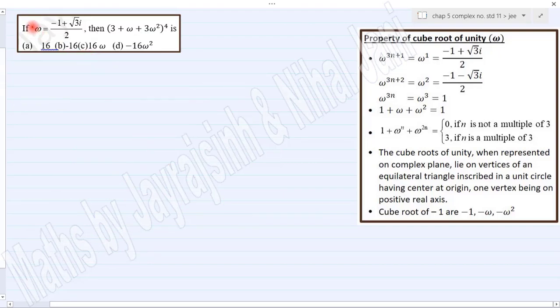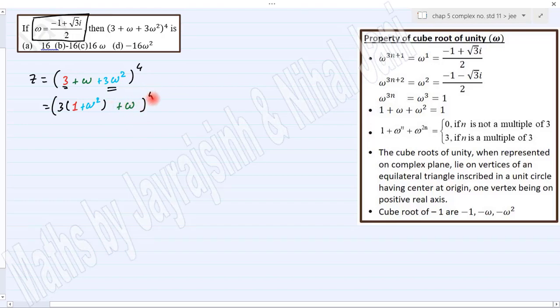In this question, it is given that omega is equal to (-1 + √3 i)/2, which is a cube root of unity. Then we have to find (3 + ω + 3ω²) whole raised to 4. Now here we can simplify our term by taking 3 common from the first and last term. So we will get 3(1 + ω²), and your plus omega will remain as it is.